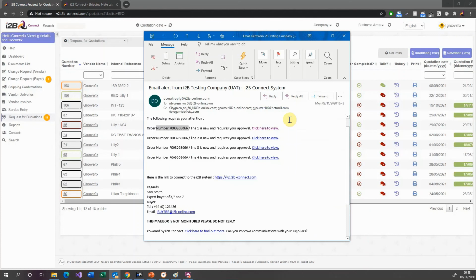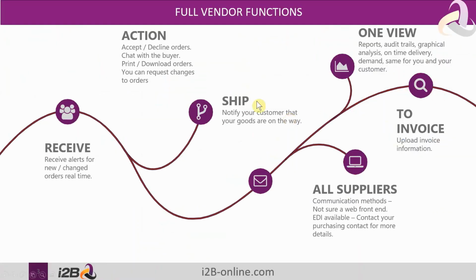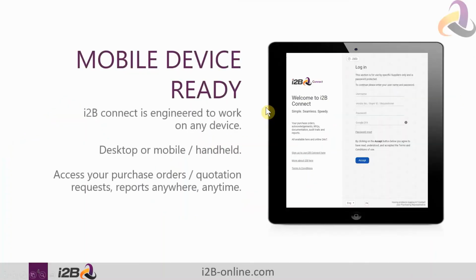Okay, go back to the PowerPoint. So we've gone through the full cycle from receiving an order, actioning it, shipping it, all the way through to those goods being delivered and updating the order within i2B. As I mentioned before, the whole i2B system is mobile device ready. It can be viewed on desktop, iPad, tablet, mobile phone.